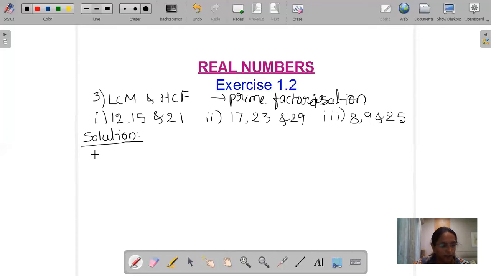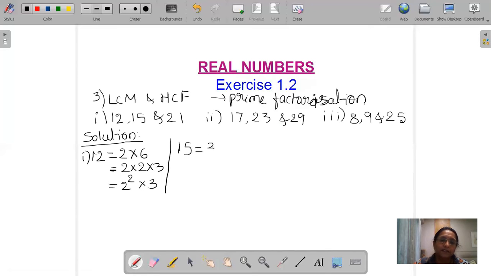So again, find out factors of 12. Factors of 12 are, taking 2 into 6 or 2 into 3, that is 2 square into 3. Second one, that is 15, it is 3 into 5. Next, 21 is there, 3 into 7.